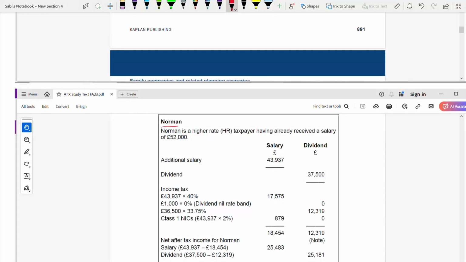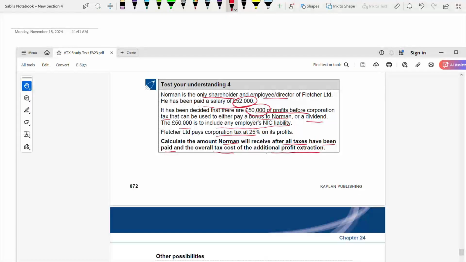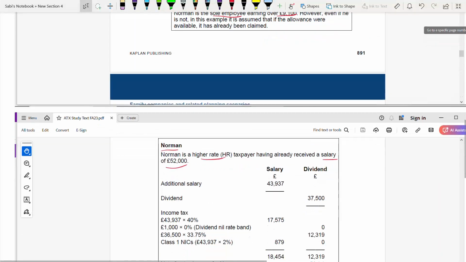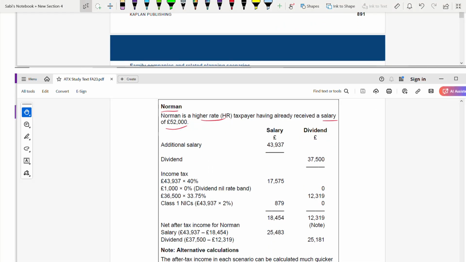Next. Now let us go to the normal. Okay, you have to understand at what rate. Norman is a higher rate taxpayer. How do you know that? He has already received a salary of 52,000. You have to see this information here. Based on this they have given you to decide your rate. Okay, income tax level. So it's more than 37,500, right? More than the basic rate. Therefore, he's a higher rate taxpayer.